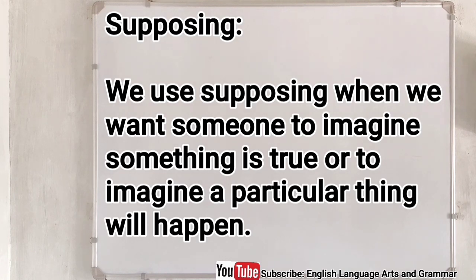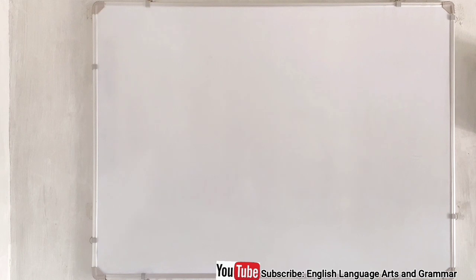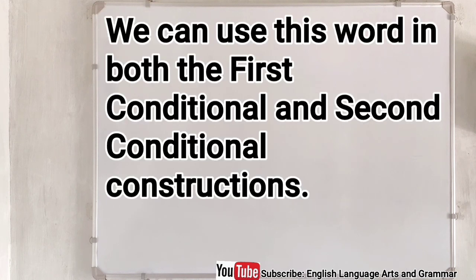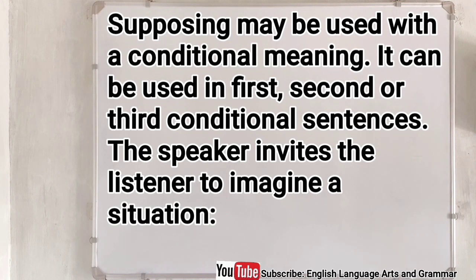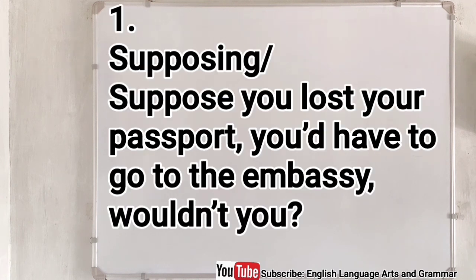Supposing. We use supposing when we want someone to imagine something is true or to imagine a particular thing will happen. We can use this word in both the first conditional and the second conditional constructions. Supposing may be used with a conditional meaning. It can be used in the first, second, or third conditional sentences. The speaker invites the listener to imagine a situation. Let us learn some examples.